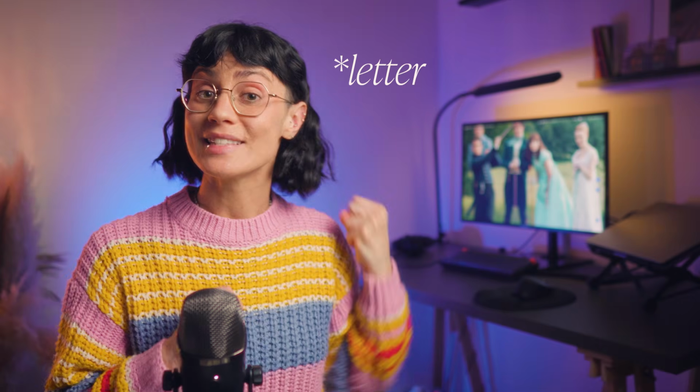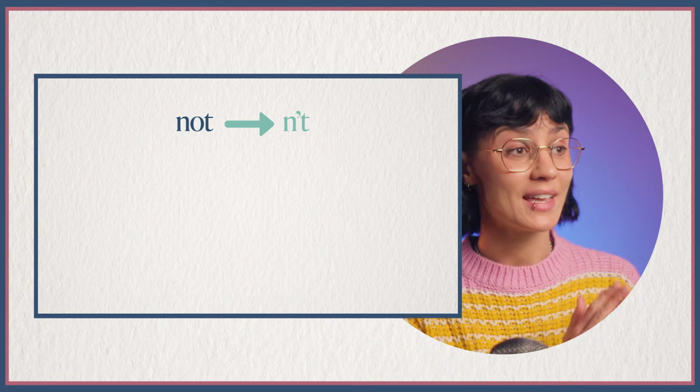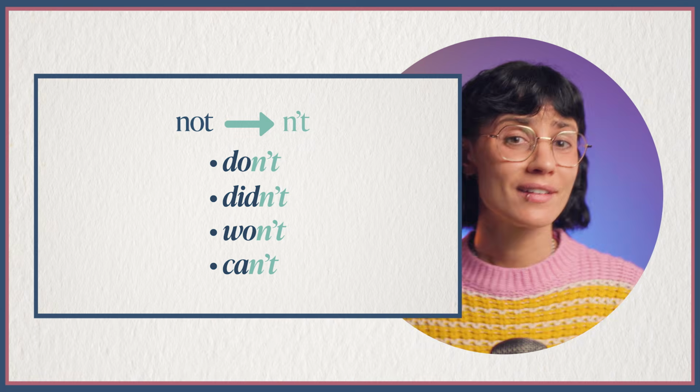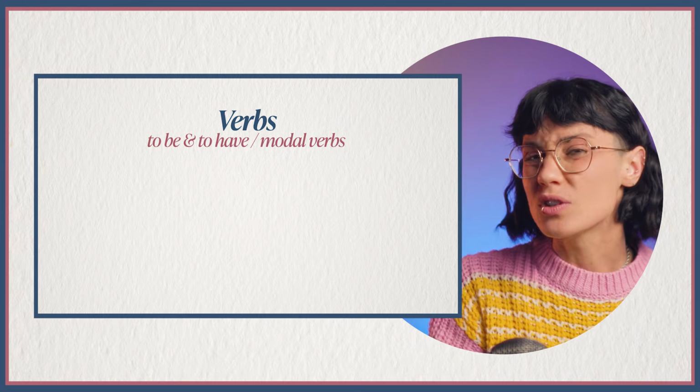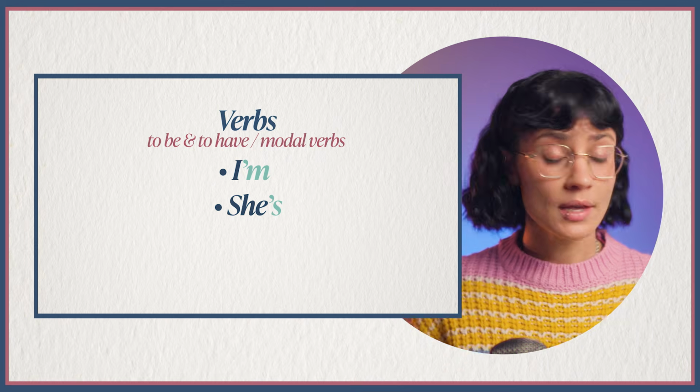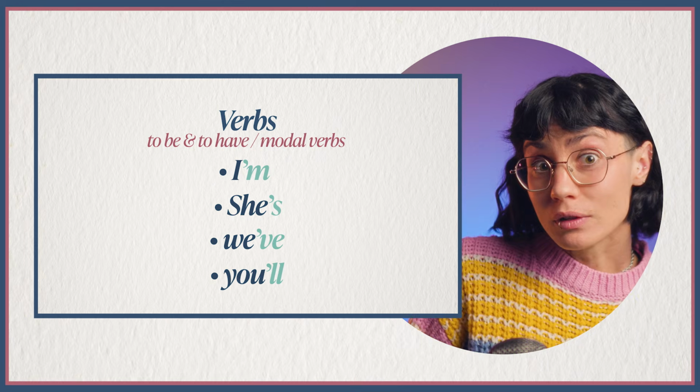Why doesn't Bridgerton use them? And why should you use them? First of all, what are contractions? Quite simply, they are the removal of usually a syllable replaced by an apostrophe. So maybe the most well-known contraction is the "not" contraction, where we see n't, like don't, didn't, won't, can't. But we can also contract verbs like to be, to have, usually auxiliary verbs, and modal verbs. So I'm, she's, we've, you'll, etc.